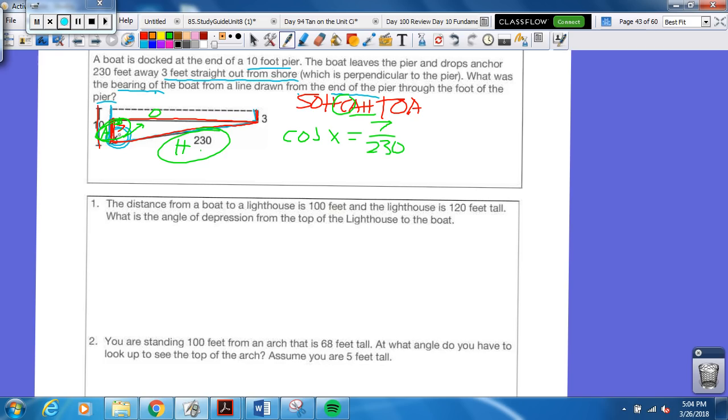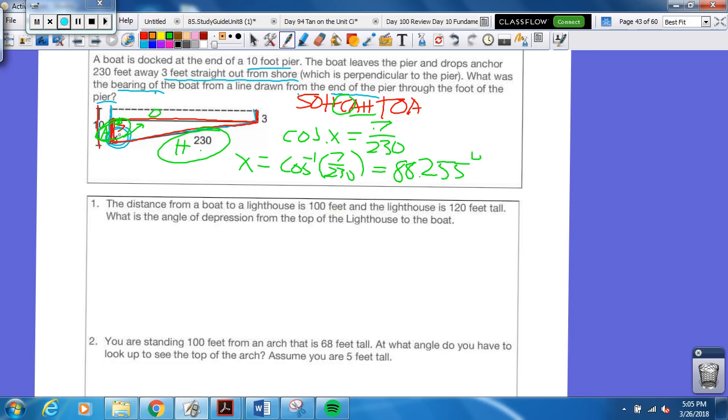If you don't understand where the 7 came from, you need to raise your hand and ask your teacher. How do I get the cosine by itself? Cosine to the -1 power. That's what I do to both sides. So X equals arc cosine of 7 over 230. Get your calculator going. Second cosine, 7 divided by 230 is a big angle.